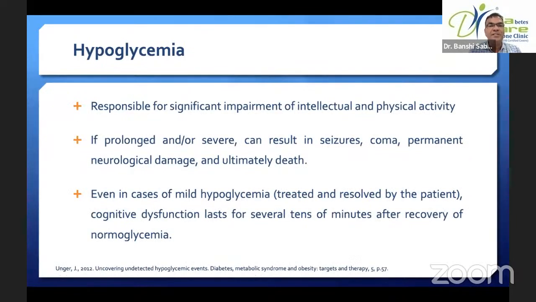Hypoglycemia is responsible for significant impairment of intellectual and physical activity. If it is prolonged or severe, it can result in seizures, coma, permanent neurological damage, as well as death. Even in cases of mild hypoglycemia, which are treated or resolved by the patient, cognitive dysfunction lasts for several minutes after recovery to normal glycemia. So this is what hypoglycemia can lead to.